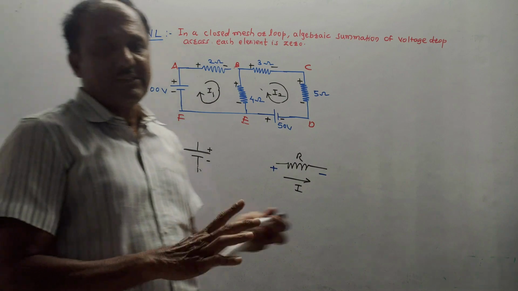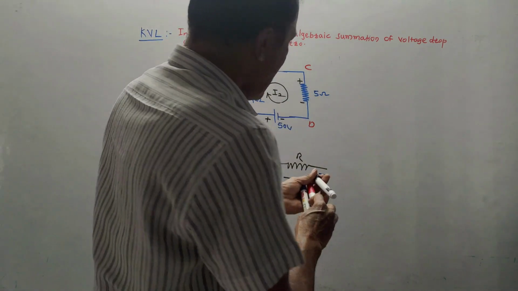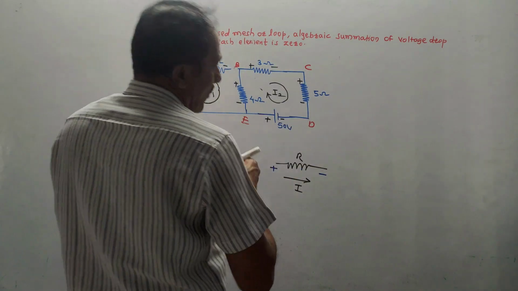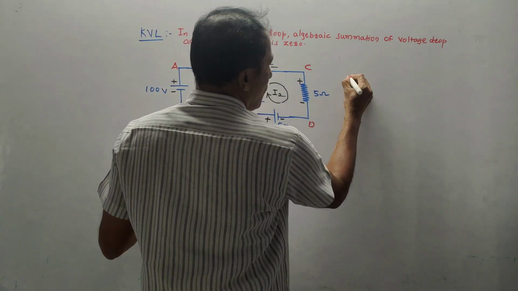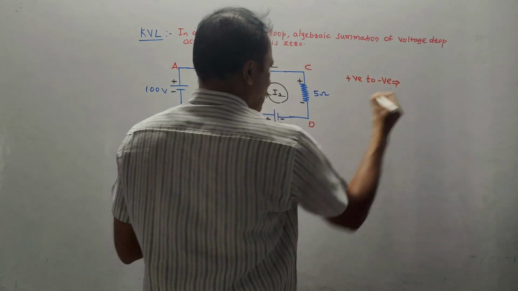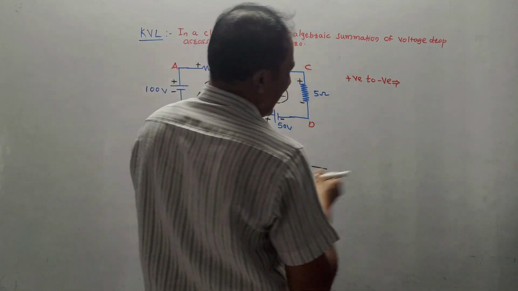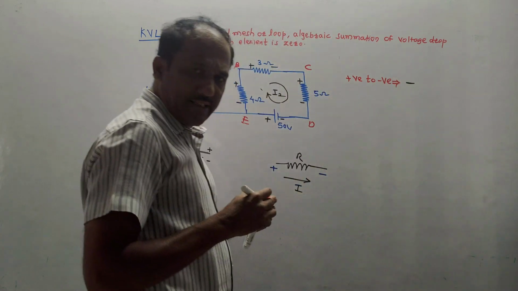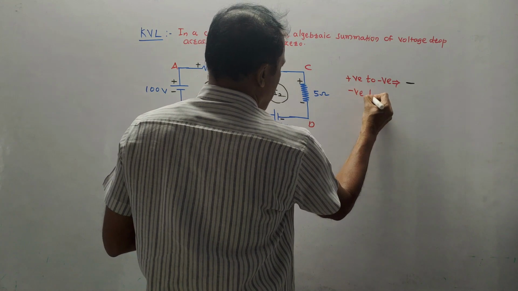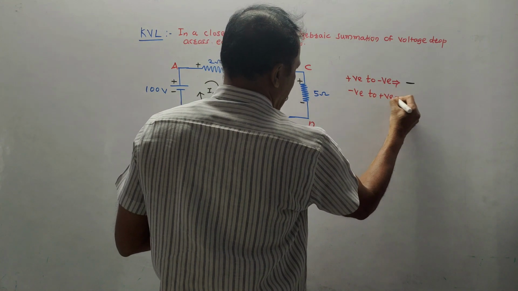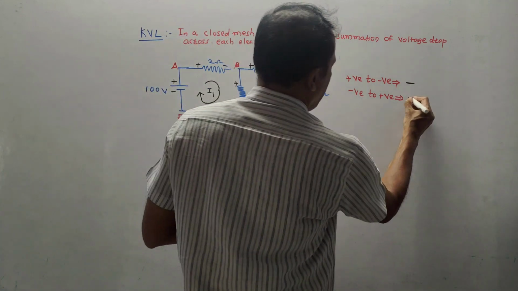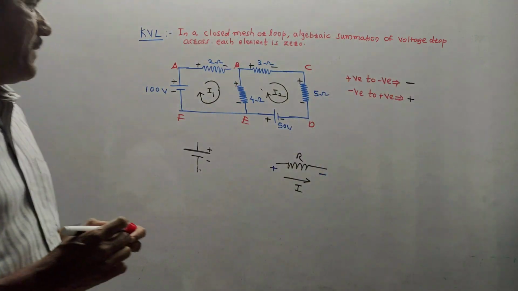After completion of this, the remaining part is pretty simple. You have to just make use of only two simple formulae. What are those formulae? If you are moving from positive to negative, consider it as negative. Give a minus sign. Second rule, if you are moving from negative to positive, consider it as positive. That means give that voltage drop a plus sign. We'll discuss how to apply these rules.